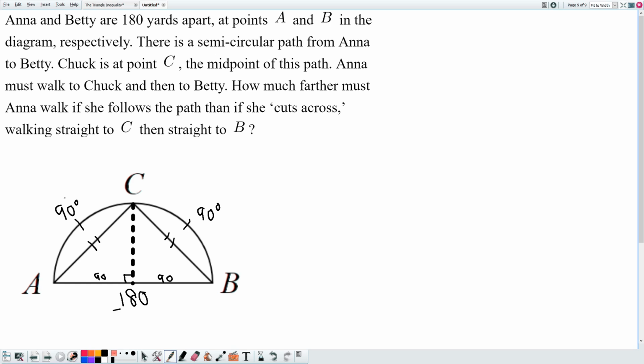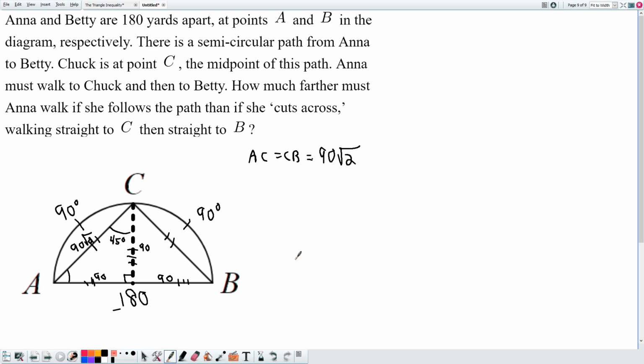Well, we know the radii of circles are equal, which means that this length here and this length are the same. So that would have to be 90 as well, 90 the length, not the angle. Which means that this is an isosceles right triangle with 45 degrees. So this length here is 90 root 2. So AC is equal to CB, which is equal to 90 root 2.